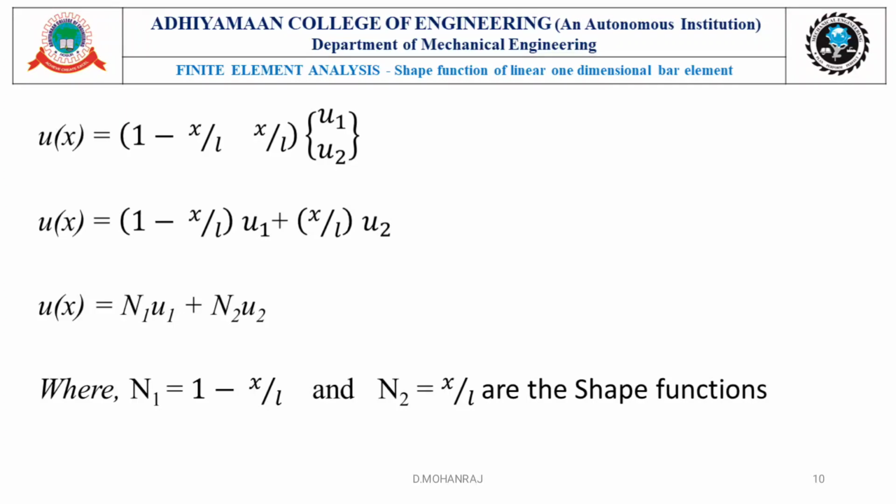Now this can be rewritten as u of x is equal to n1 u1 plus n2 u2. Here n1 and n2 are the shape functions, where n1 is equal to 1 minus x by L and n2 is equal to x by L. So by using this u of x is equal to n1 u1 plus n2 u2, we can find out the displacement at any point inside that element, that is between 0 to L. So in place of x, we can substitute the value between 0 and L, if you know the coordinates, the length of the element as well as the nodal displacement.